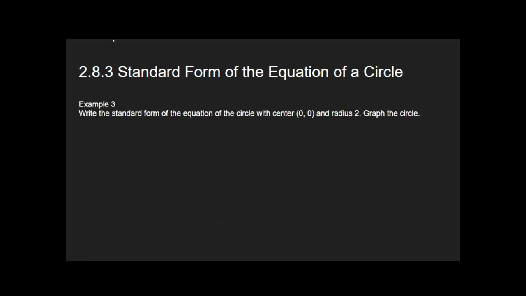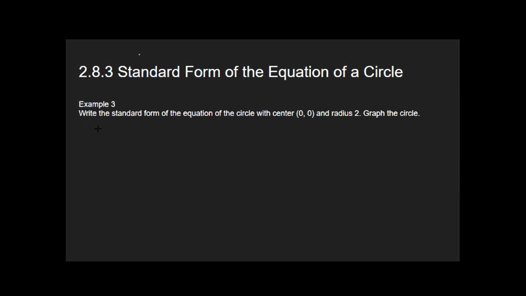Example 3 says, write the standard form for the equation of a circle with a center at (0, 0) and a radius of 2, and then graph the circle. So let's go ahead and see, did I put a graph on here? Nope, I didn't. Okay, so we'll just have to sketch one out. Okay, so we have our center point at (0, 0) and the radius of 2.